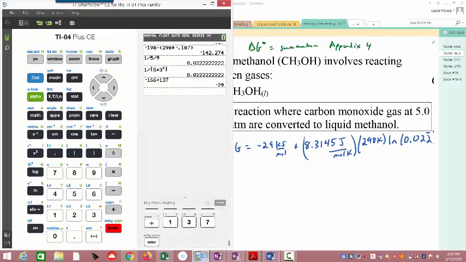All right, so I am going to take my 8.3145, multiply it by my 298, multiply it by the natural log of, I'm going to grab that to put it in there so that I'm not rounding. And so we get negative 9431.